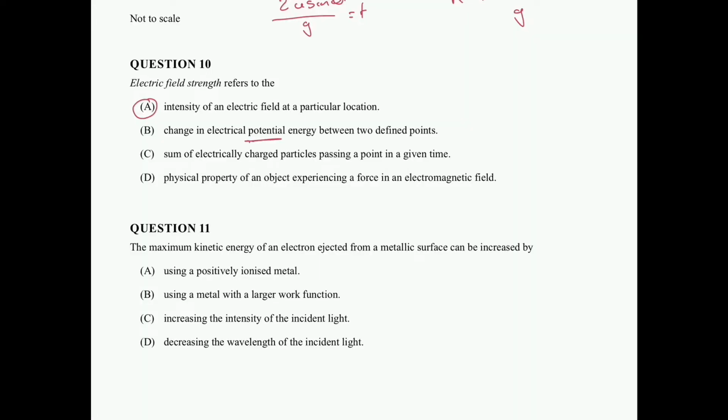Sum of electrically charged particles passing a point in a given time. That's referring to your electric current. Now D, physical property of an object experiencing a force in an electromagnetic field. That's just your electric field strength, and that isn't a physical property. So that's going to be ruled out based on this contradictory statement. Electric field isn't a physical property.